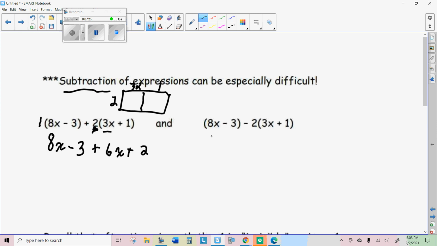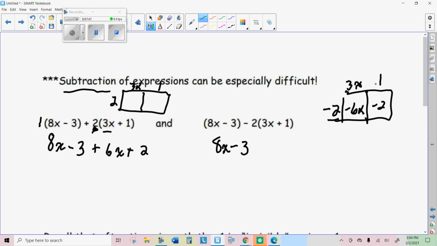On the second one here, make sure you are multiplying by negative 2. So we're going to put negative 2 out here and 3x and 1 in here. And so we get negative 6x and we get negative 2 here. This is probably where students will make the most mistakes right there. Negative 2 times 1 is negative 2. So we get negative 6x minus 2. I'll let you finish simplifying those by combining like terms.